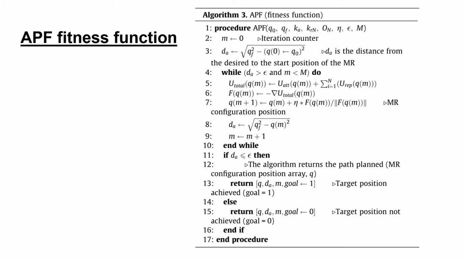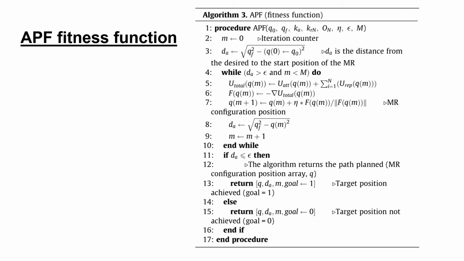Inside the loop, the potential U total of Q is calculated using the equation of step 5 based upon 2 and 3, where n is the number of obstacles, and in step 6 it calculates the negative gradient U total of Q to obtain the generalized force F of Q. Step 7 iteratively calculates the new positions of the mobile robot. Step 8 calculates the new existing distance dA between the actual mobile robot position and the goal position.